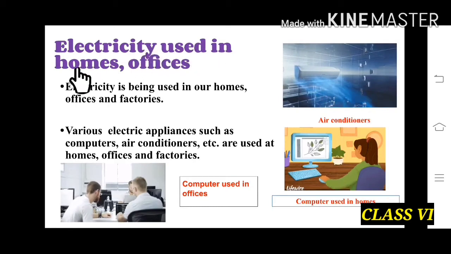Electricity used in homes and offices. Children, we know that electricity is being used in our homes, offices and factories. So in this picture we can see that a girl is using a computer in a house, and computers are also used in offices. So we can see that office staff are also using computers, and air conditioners are also used in homes, offices and factories. So all these are the various electrical appliances that we need in our day-to-day life.